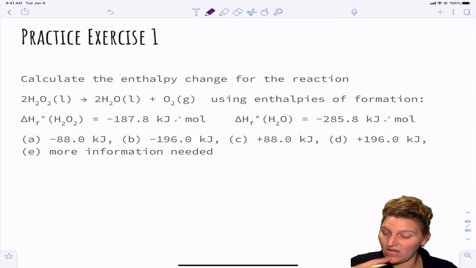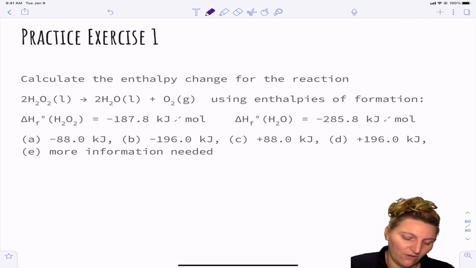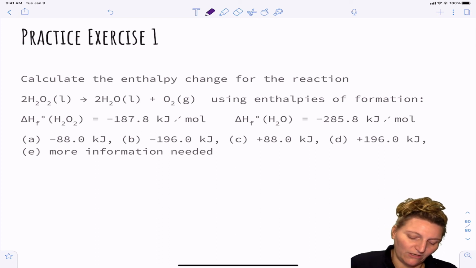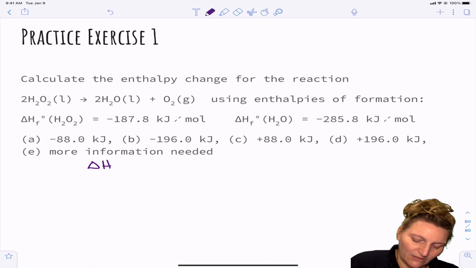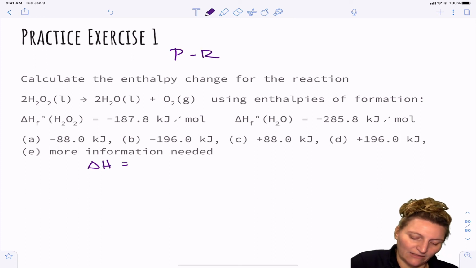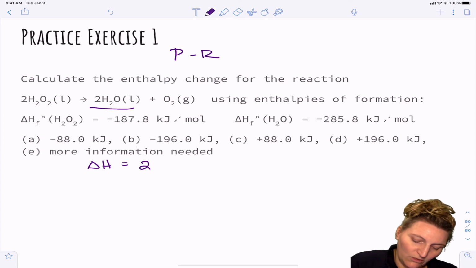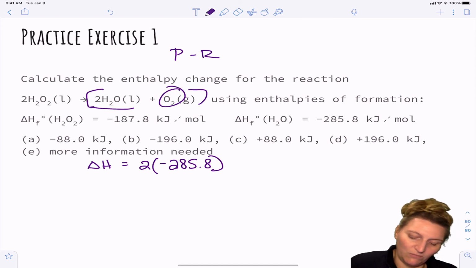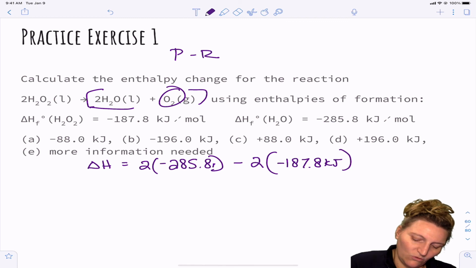Okay, another practice problem here, and this is a multiple choice. Calculate the enthalpy change for the reaction of hydrogen peroxide decomposing using these enthalpies of formation. So you have to think delta H is going to be products minus reactants. So 2 times water, which is negative 285.8. That's the product, right? Another product would be oxygen, but that's going to be 0. So minus the reactant, and that's 2 times negative 187.8 kilojoules, right?